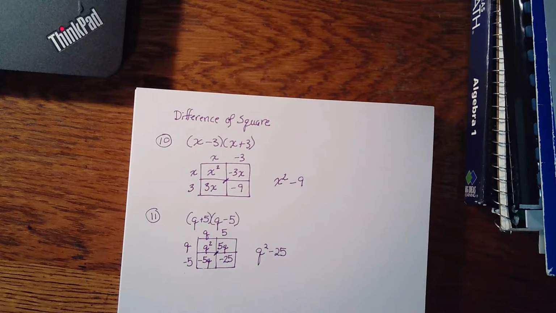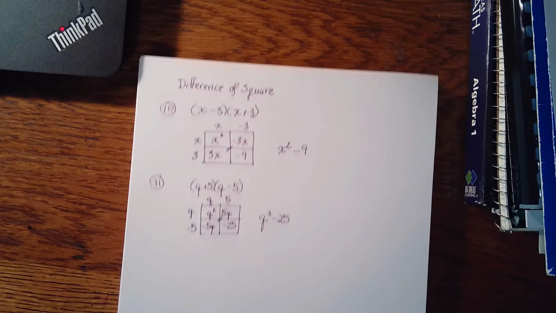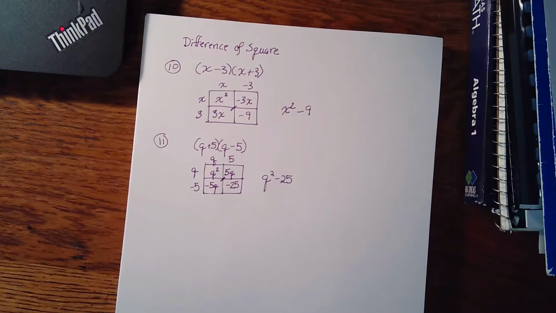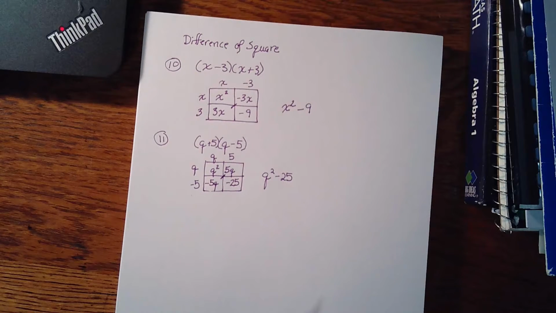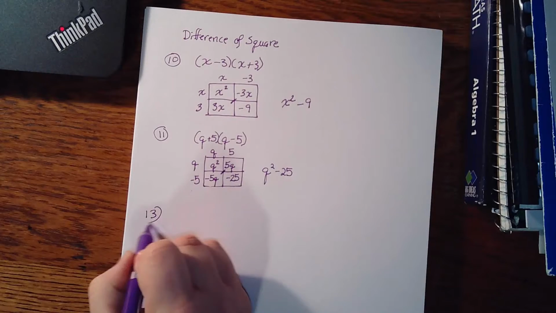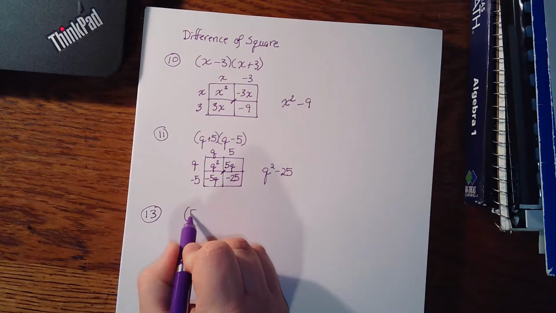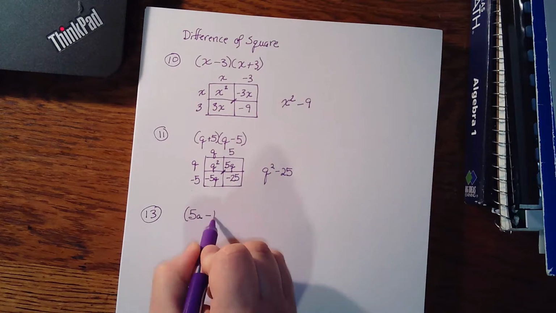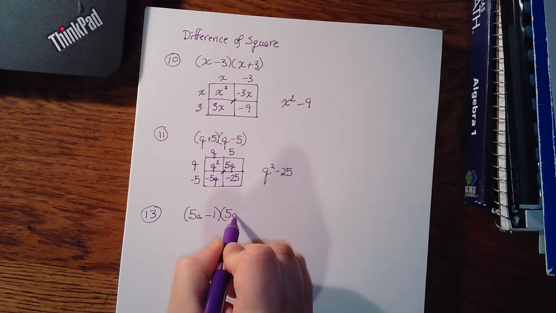Now, we have more cases of this. So right now we've been looking at the light fluffy stuff. So let's get into some more meat and potatoes of this. So when we look at this, I want to talk about numbers that are in front. A lot of us like to shy away from these type of problems. So let's look at something like number 13 here. This is 5a minus 1 and 5a plus 1.